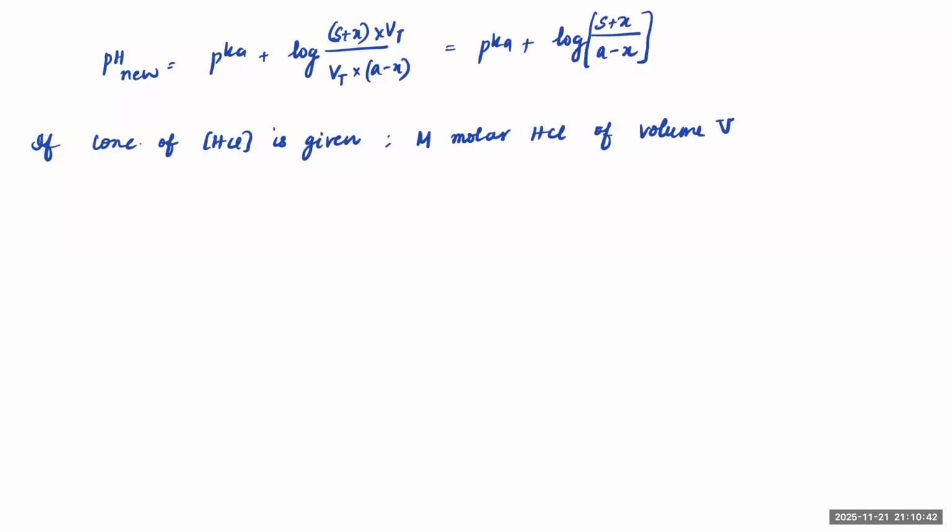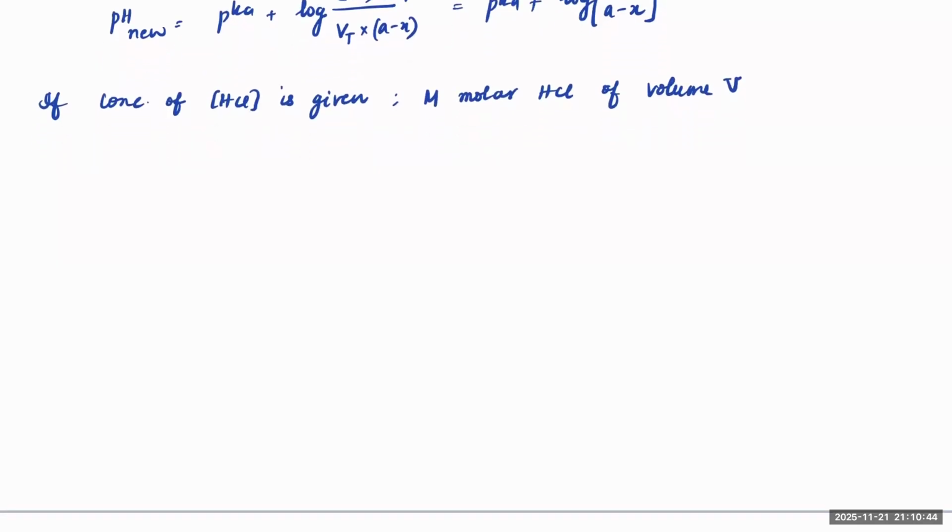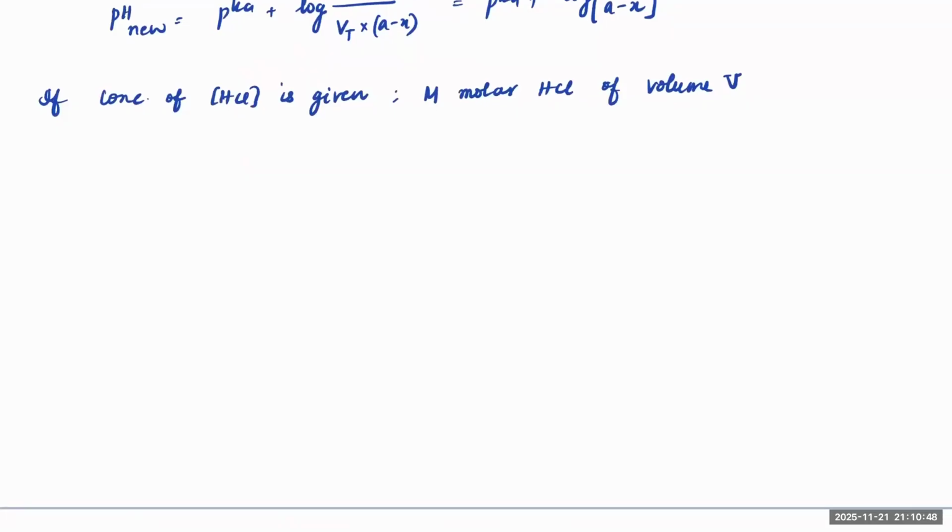In that case, what will be the concentration term? What will be the number of moles term now? Earlier, like I said, if you have an acid, let's say the original concentration is A by V1, and CH3COO minus will be S by V1.